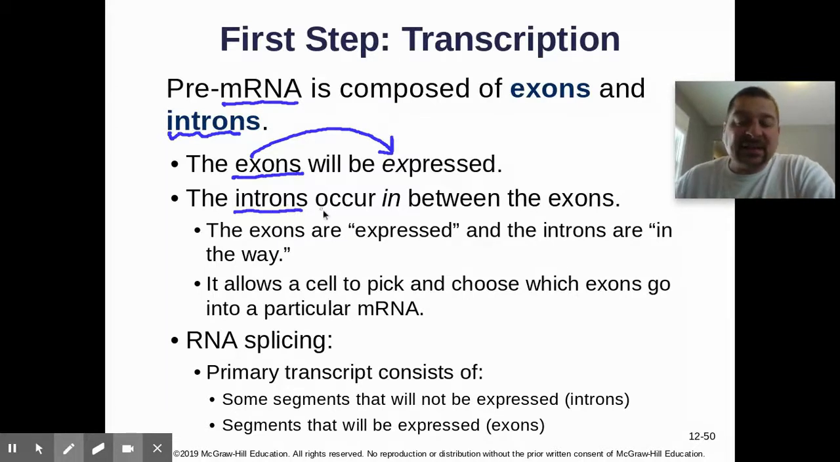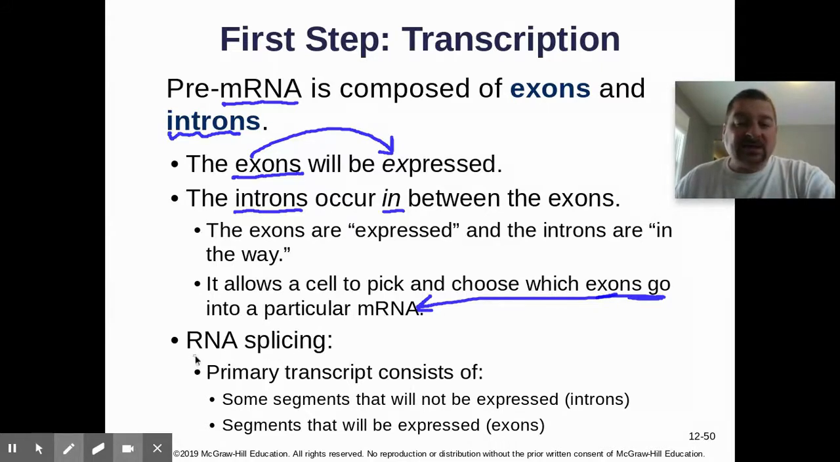This says the introns are in between the exons. I always remember the introns are cut out. So the exons are expressed, left there, put together. The introns are cut out. And this allows the cell to pick and choose which exons go into a particular mRNA. And we'll talk about that a little bit, why, on the next slide.